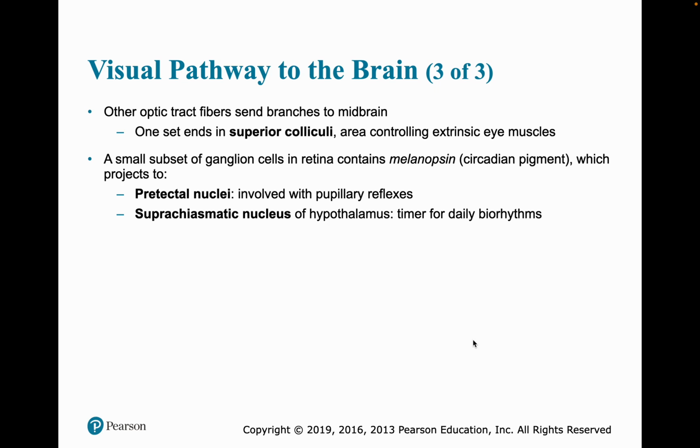There are other optic tract fibers that send branches to the midbrain. One set ends up in the superior colliculi, an area that's controlling extrinsic eye muscles. A small subset of the ganglionic fibers in the retina contain melanopsin, a circadian pigment, which projects to the pretectal nuclei, which is involved in pupillary reflexes, and the suprachiasmatic nucleus of the hypothalamus, which is a timer for our daily biorhythms.